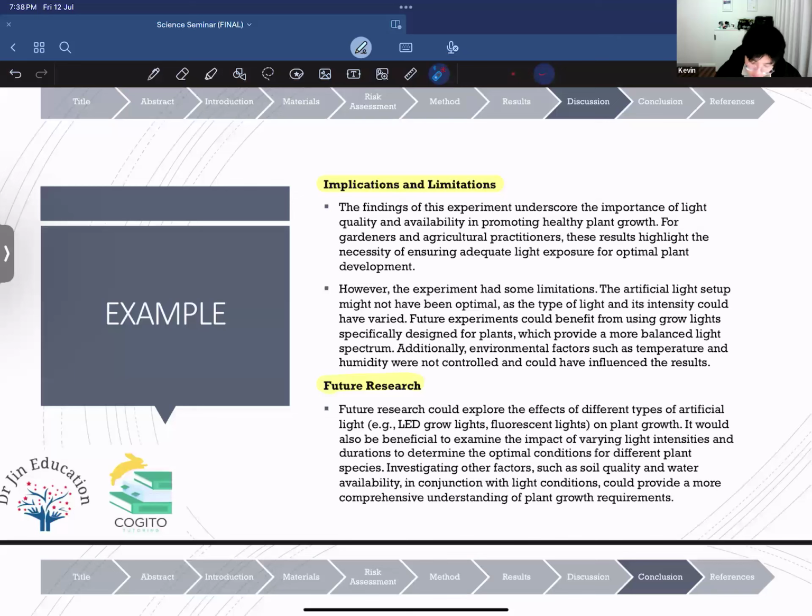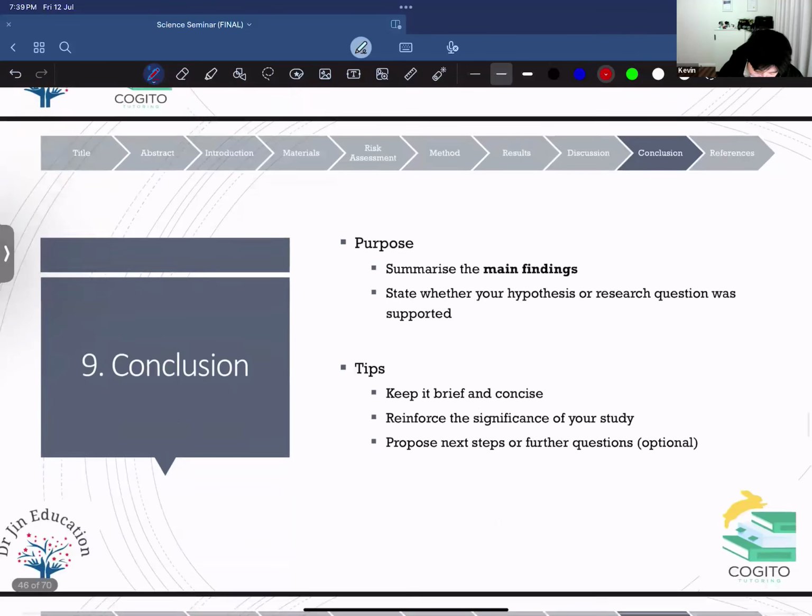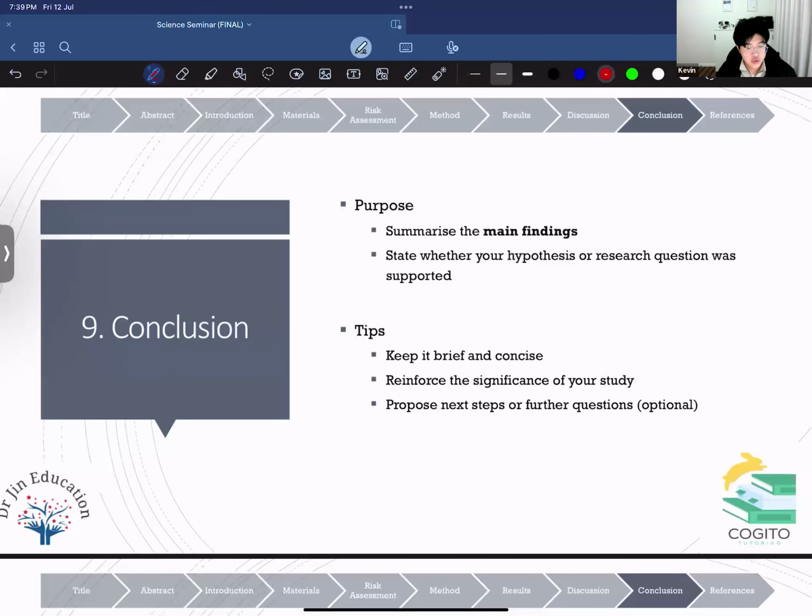But for time's purposes, I'll just leave it there, but it's just another thing that you can put inside your discussion. Okay. Now, conclusion. All right, we're nearly finished up with this. The conclusion is number 9.